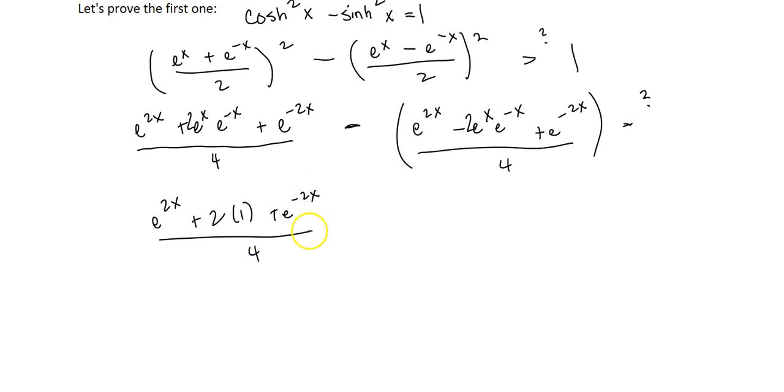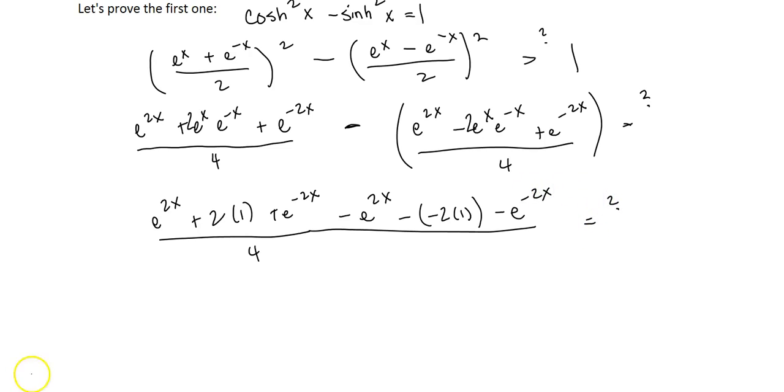And I do have a common denominator, so let's just go ahead and distribute these negatives. We'll have minus e to the 2x, minus negative 2 times 1, minus e to the negative 2x. From here you can see that some things start to cancel. We've got e to the 2x and negative e to the 2x. We've got e to the negative 2x and negative e to the negative 2x. So this ends up being 2 plus 2 over 4, which is 1. So you can see that that is a true statement.